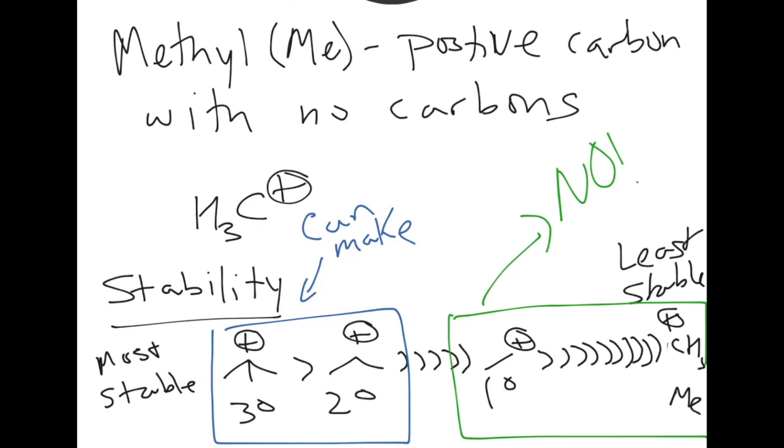As you put hydrogens in place of the carbons, hydrogen doesn't donate electrons, right? So each carbon you replace with a hydrogen makes the carbon with the carbocation more positive, right? Because it has less help carrying the burden of having that positive charge.